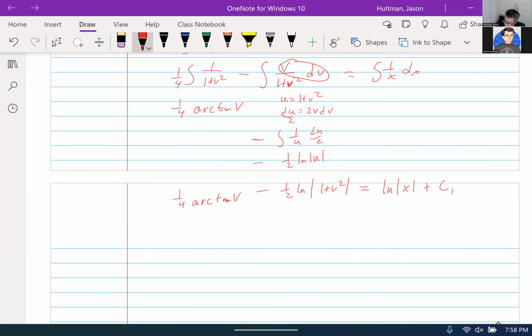So now what do we want to do? Well, we kind of have this solved, but I'd really like to simplify it more. And I'd like to go back to my original variables. Okay, so what I'm going to do is I'm going to say, well, v was equal to x over y.